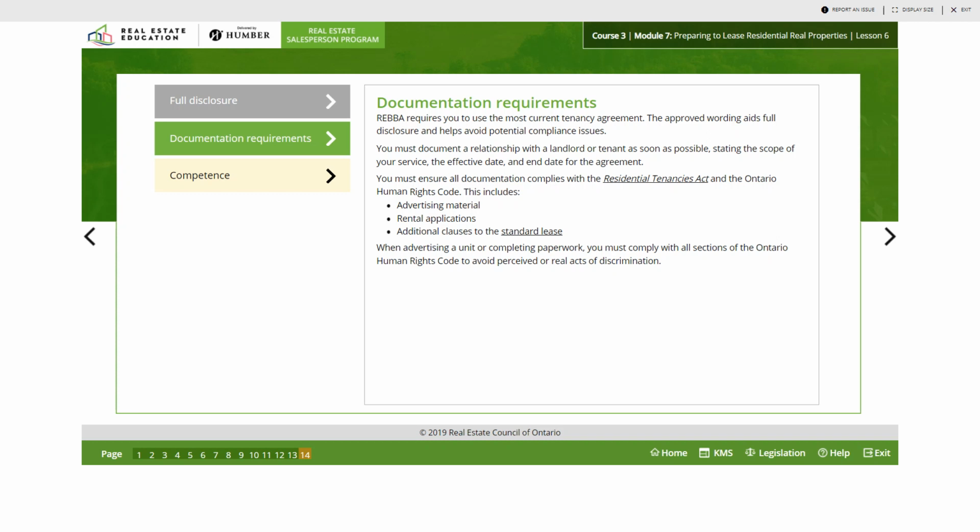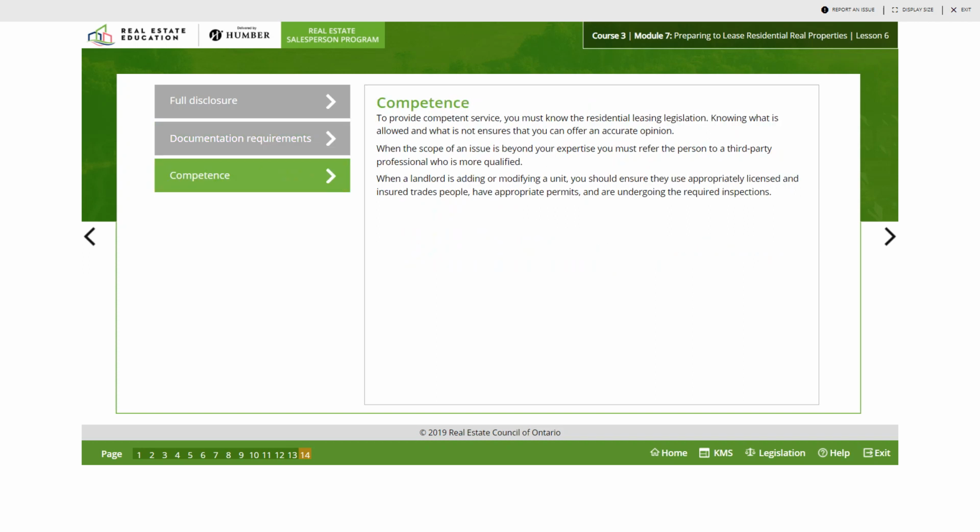You must ensure that all documents comply with the Residential Tenancies Act and the Ontario Human Rights Code. This includes advertising material, rental applications, and additional clauses to the standard lease. When advertising a unit or completing paperwork, you must comply with all sections of the Ontario Human Rights Code to avoid perceived or real acts of discrimination.